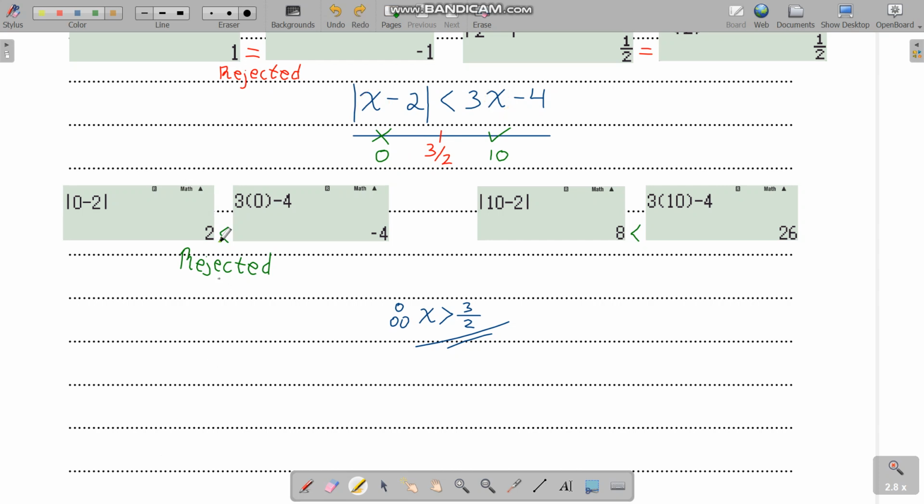So after using a calculator, we have 2 and minus 4. 2 is not less than minus 4. This means we cannot use this interval. And when we plug in something bigger than 3 over 2, such as 10, we get 8 smaller than 26, which is true, so we can use the right interval. The answer is x greater than 3 over 2. Alright, I'll see you again next time.